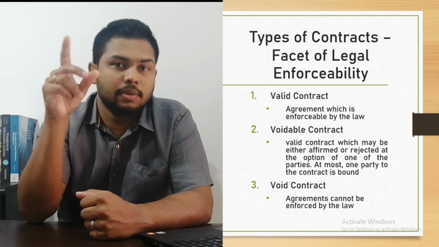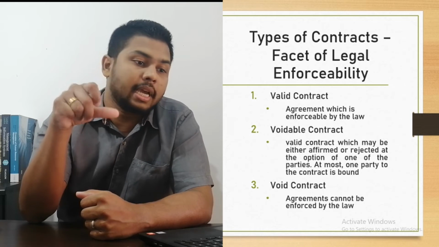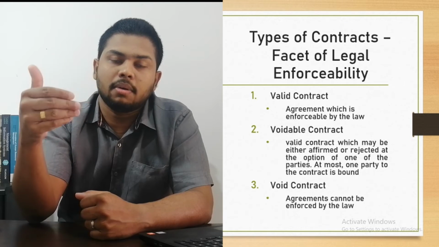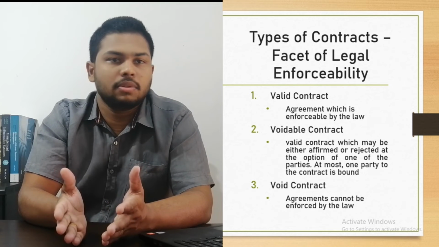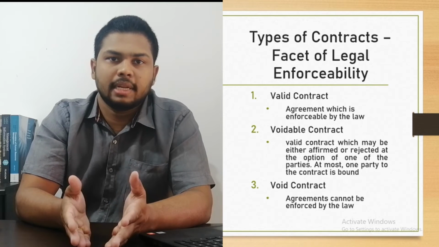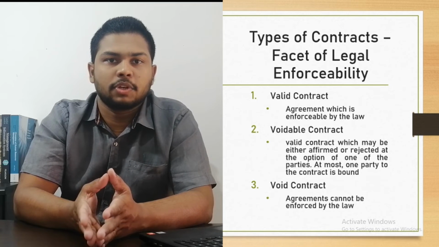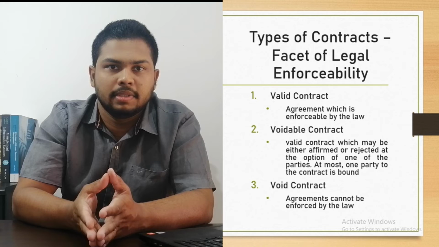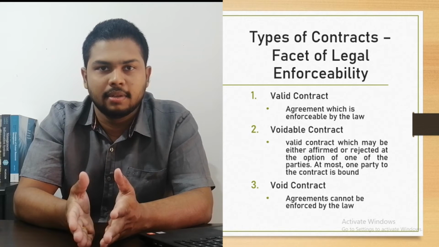Then the void contract. Void contract in the sense, agreements which cannot be enforced by the law, because basically those can be illegal. As an example, if a person asks you to transport grams of heroin, you cannot come into an agreement because it cannot be enforceable by the law. It's an illegal activity, so the contract is totally void.